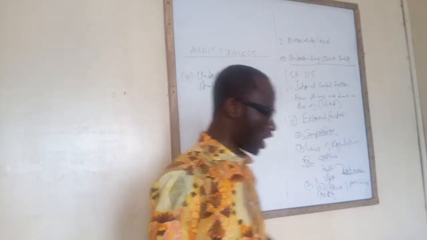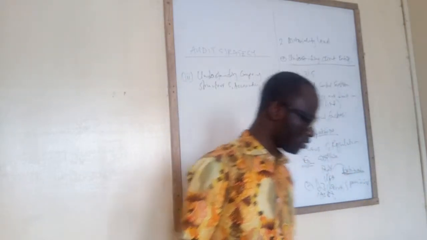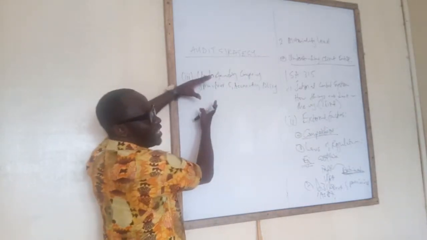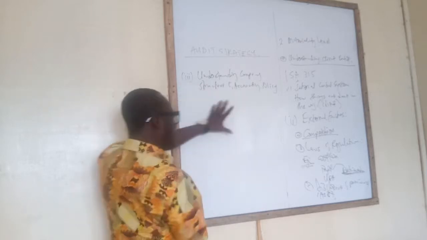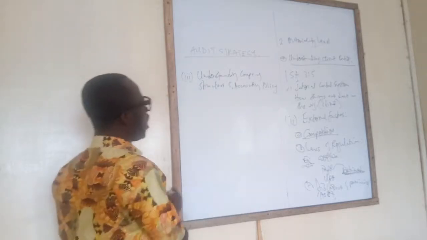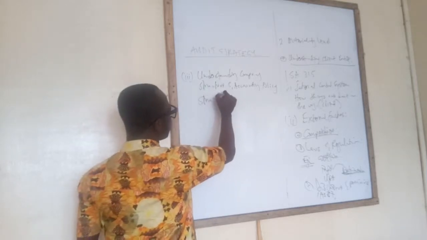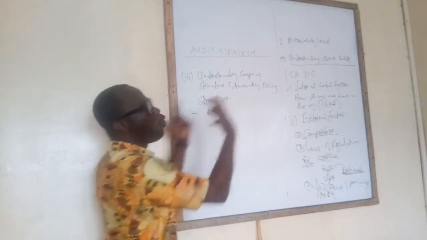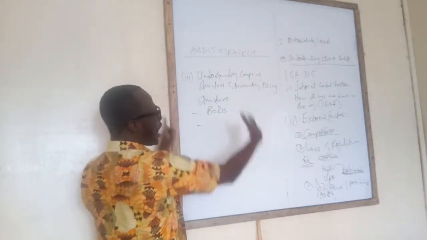Understanding company structure and accounting policy. Now, the structure of a client's company affects the risk of material misstatement. When we talk about the structure of a company, certainly we are talking about BODs, Board of Directors. Who are they? How is the company designed?